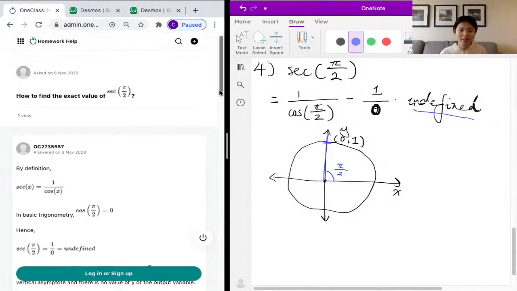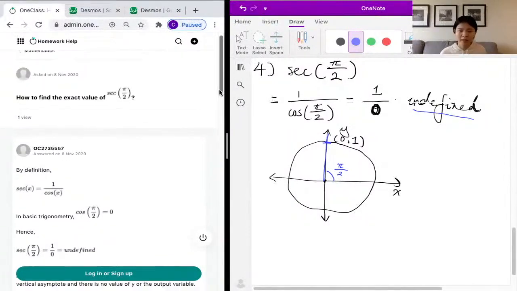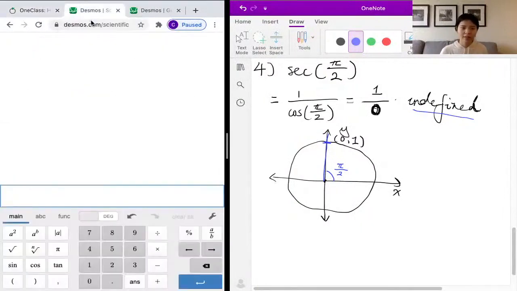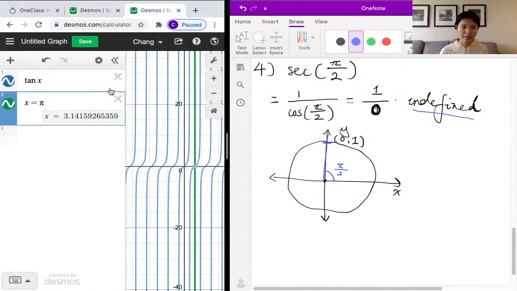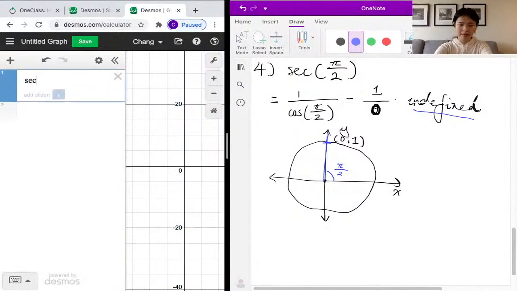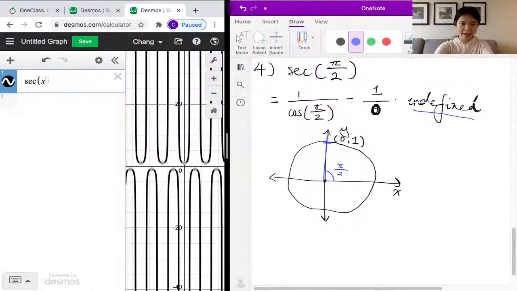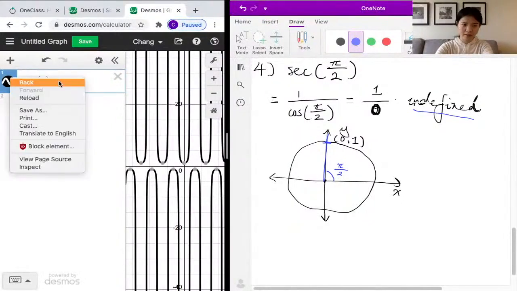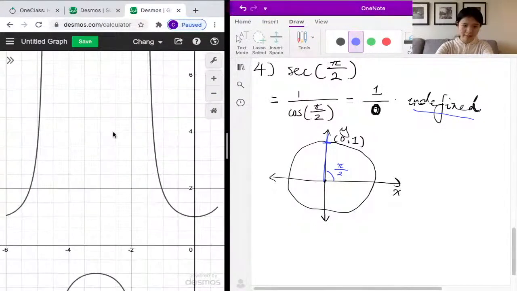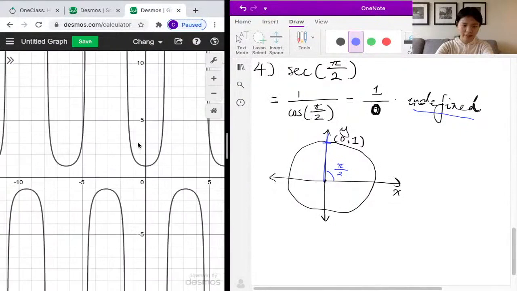Alright, so this is our solution, and let me show you something else quickly. Let's use our graphing calculator. Let's draw the secant of x. I can't change the color. Okay, so this is our secant function over here. This is what it looks like.